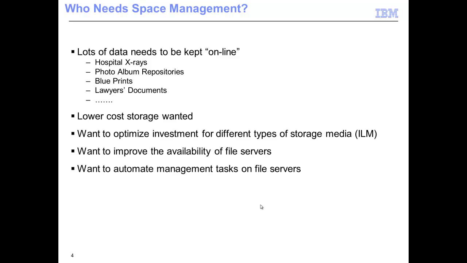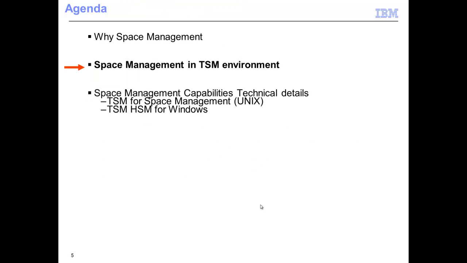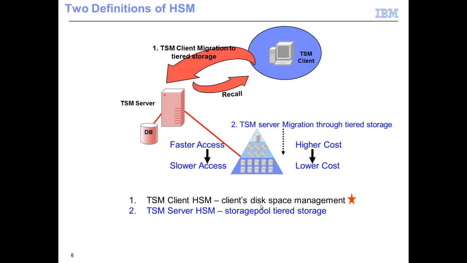So these industries want to be able to get lower cost of storage. They want to be able to optimize the way that they store their data so that active data that's being frequently accessed is on the more expensive, high-speed disk, and inactive data is being moved off to lower cost storage. And this in turn will improve the availability of their active disks and the speed at which those disks can be backed up, as well as the speed at which they can be restored if there is a disaster. And of course, all of this needs to be automated.